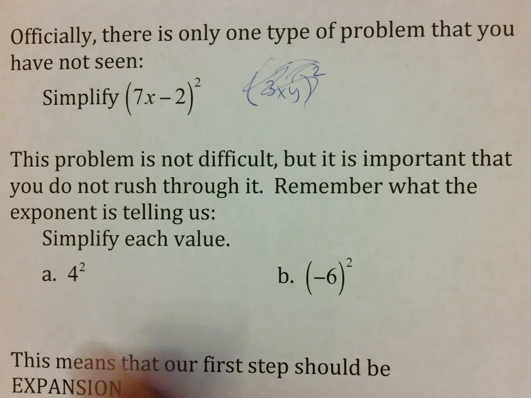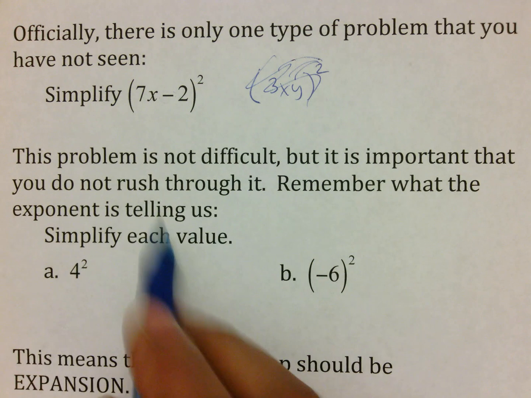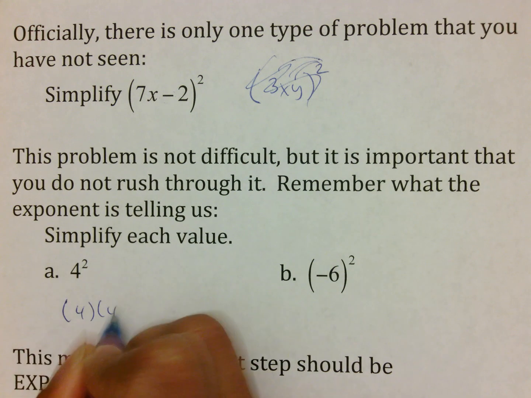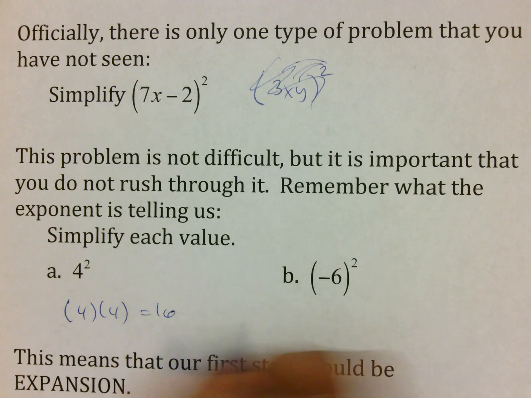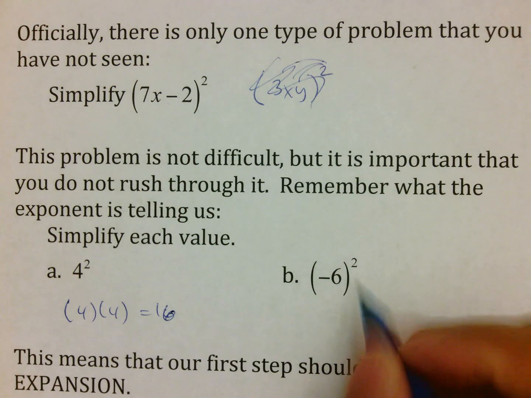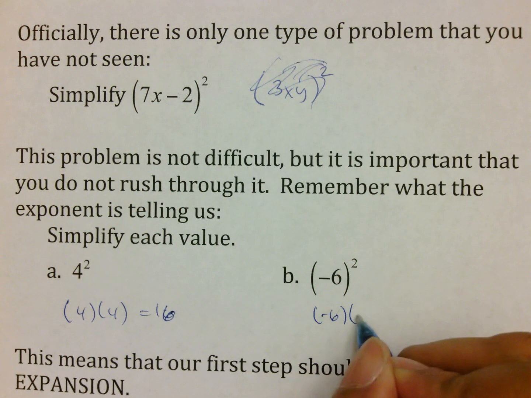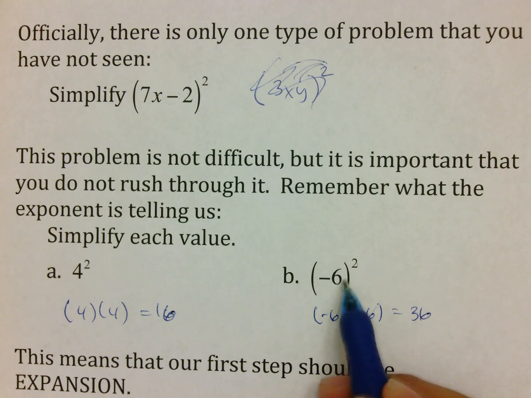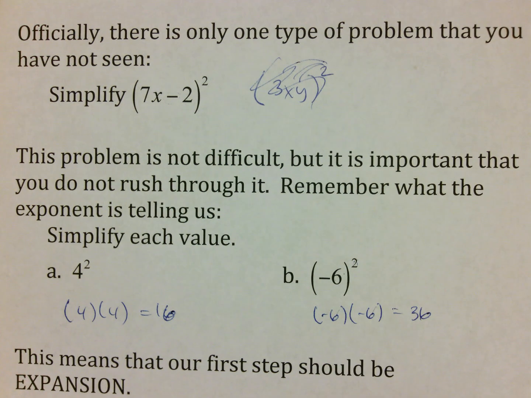If you just remember what the exponent actually tells us to do whenever it is there, 4 squared actually means we want 4 times 4, which is of course 16. Negative 6 squared means we actually want negative 6 times negative 6, which is actually positive 36. Again, that 2 means you want to multiply whatever's here by itself.